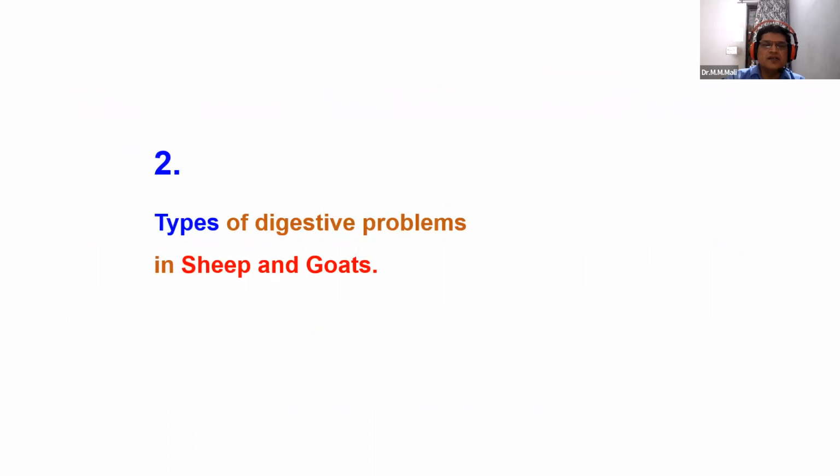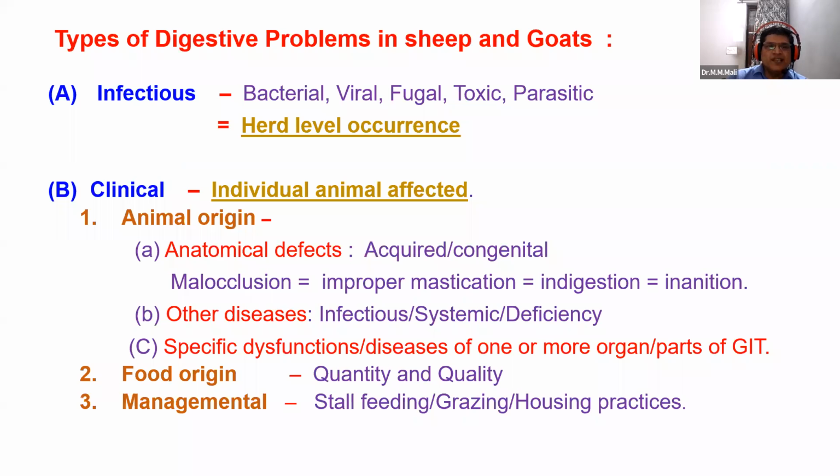Now, coming to the types of digestive problems in sheep and goats, we can group these problems into two categories: either infectious or clinical. Infectious problems are always regarded as herd-level problems, and the onset is always acute or sometimes peracute. The second category is individual, or animal-affected. These are regarded as clinical problems and affect individual animals.